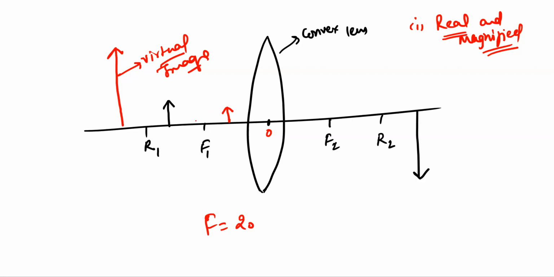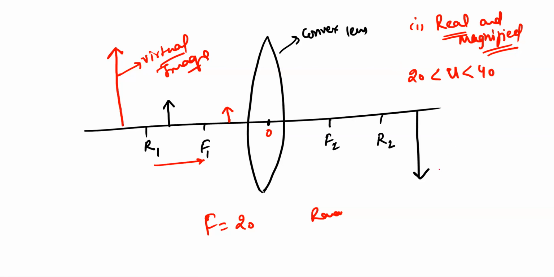If the image is real and magnified, then dear students, the object must be placed at a distance greater than 20 but less than 40, means between R and F. The range should be: U should be greater than 20 but less than 40.